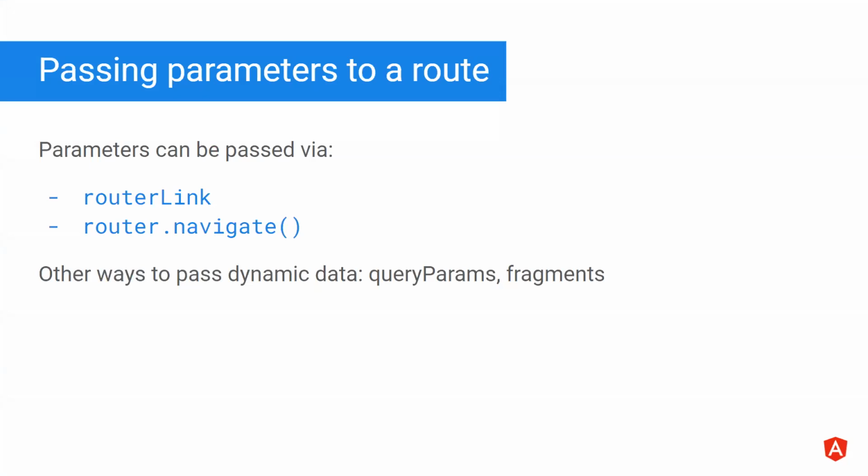So with this variable ID, you want to know how to pass the variable into the URL. You can do it with the same functions like routerLink, router.navigate. And then there are also other ways to pass dynamic data, which are query params and fragments. Which one to use, you'll have to decide depending on the use case.